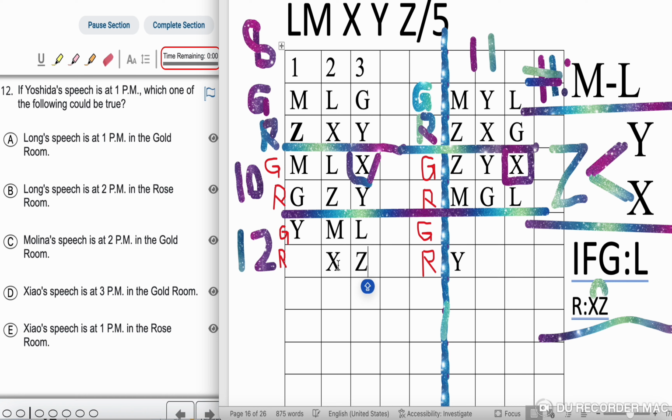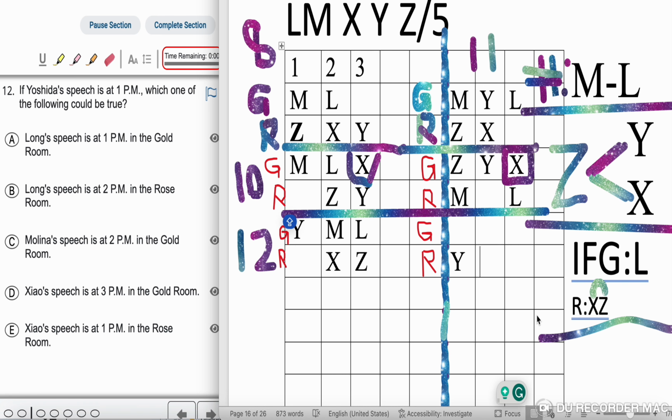And for this world too, I'm going to put M before L on the bottom one. The reason I do it is just to have two different worlds that meet the same conditions. That way, if the answers come up, we have two worlds to work with. So we know if L is in the gold room, we're going to have this. Let's see if this meets the standard. M before L, Z before Y and X.